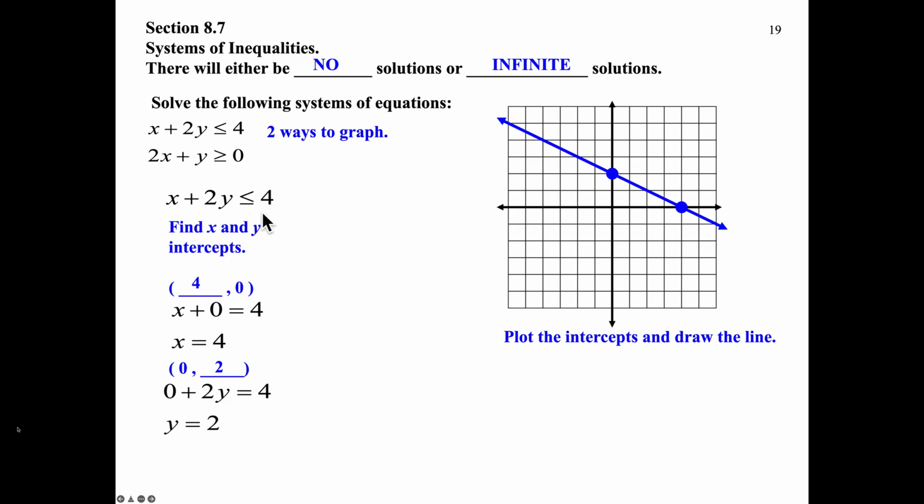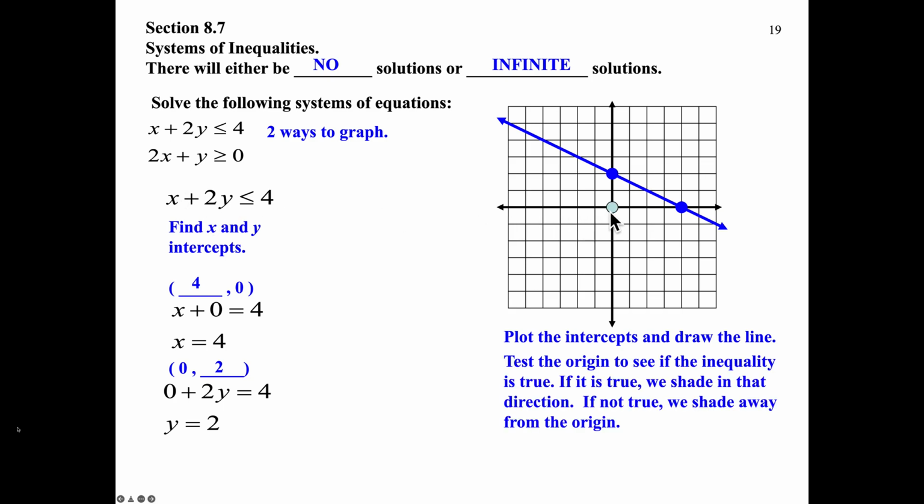Now, shading. I have to shade either below this line or above this line. So since I'm working in standard form where x and y are on the same side, I need to test a point. And the best point to test is the origin. Because we're going to zero out. I'm going to put 0 in for x, 0 in for y. Both terms zero out. 0 plus 0.